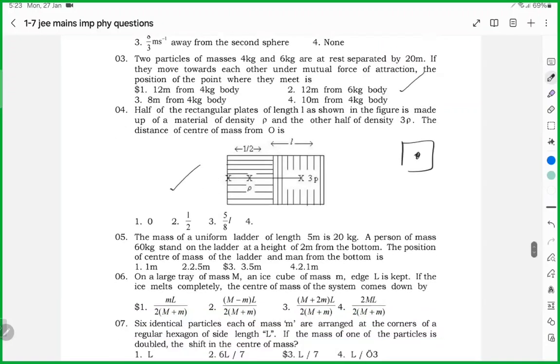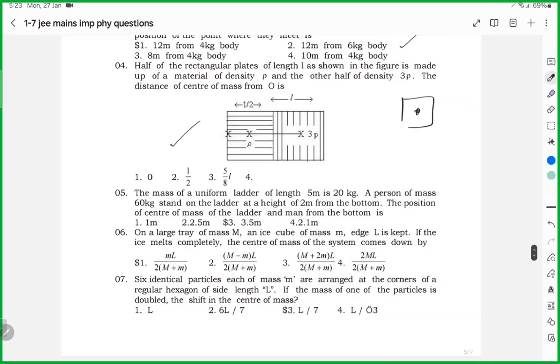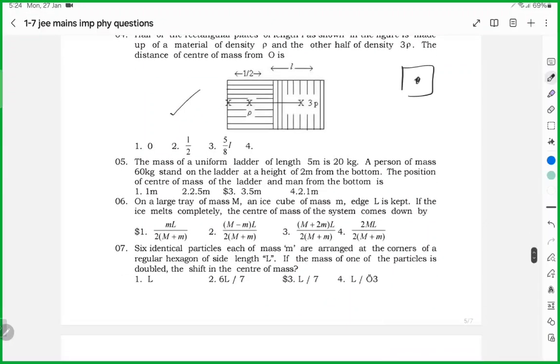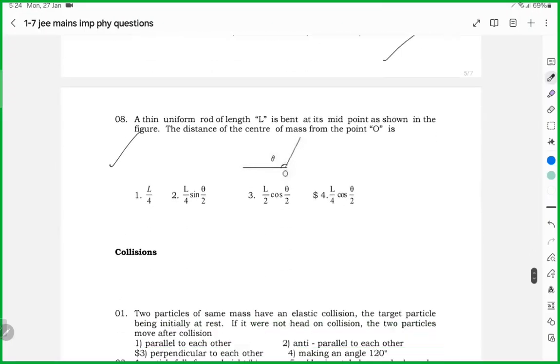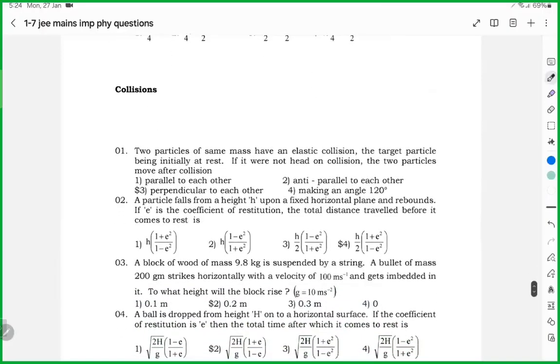This model is not covered. The ladder model is also not covered. Here, one side melts, how does the center of mass position change? It is also not given. So this model is also not covered. Please go through this. These are all important questions.